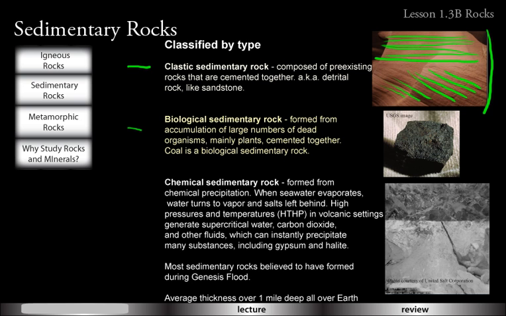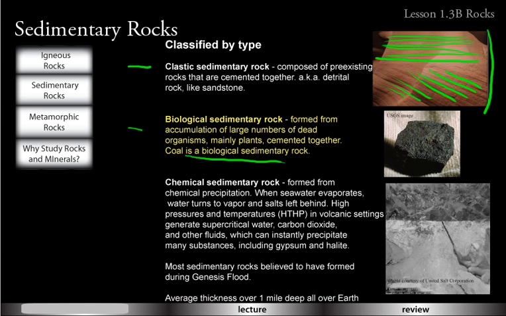Now we have biological sedimentary rock that's formed from the accumulation of large numbers of dead organisms, mainly plants, cemented together. Coal is considered a biological sedimentary rock, and that's what this is in this image right here. And then we have chemical sedimentary rocks, and those are formed from chemical precipitation. We've talked about that before. We're not talking about rainfall kind of precipitation here.